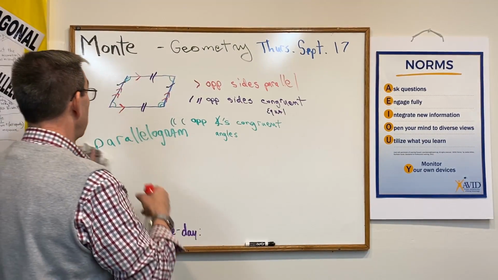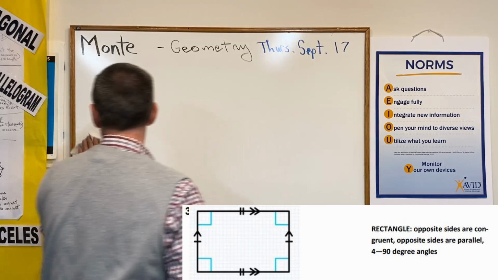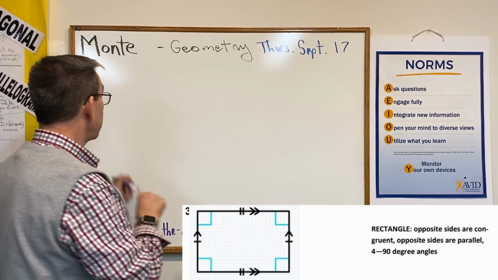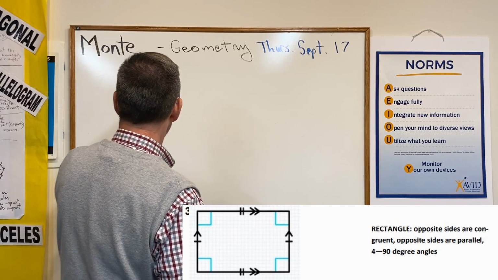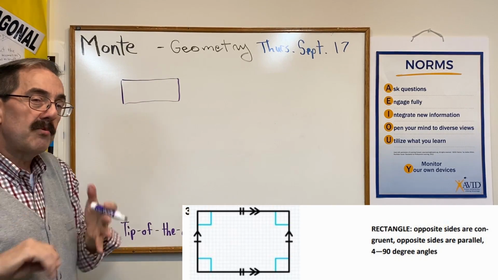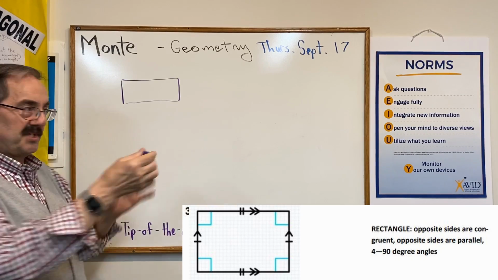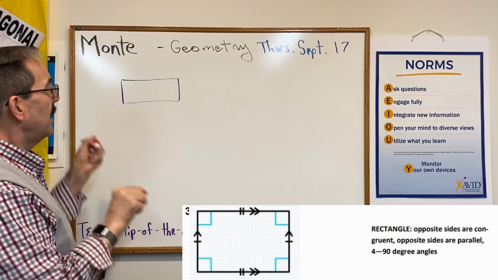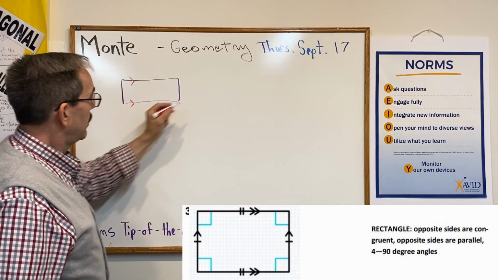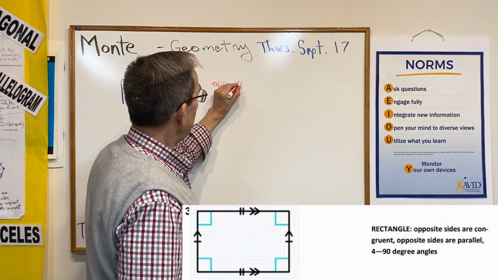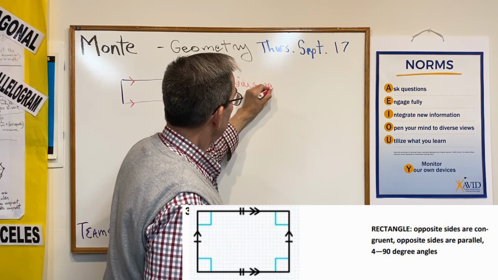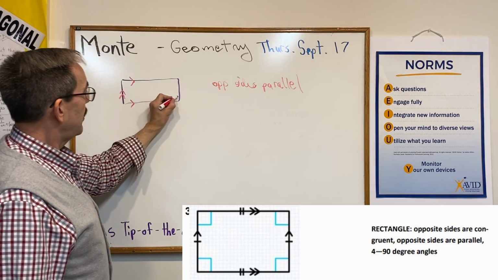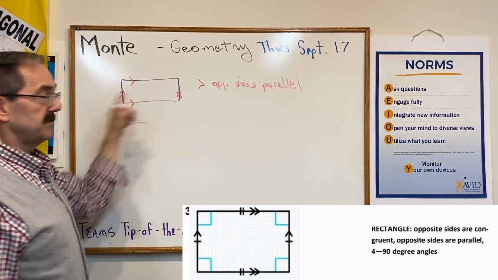Here we go. Now we want to do a rectangle. We don't want to forget the mighty rectangle. So we got a rectangle. What makes a rectangle a rectangle? It's a square but a little longer. So here we go. Let's put our hash marks in. Has to be parallel. So opposite sides parallel. Opposite sides parallel. So that happens twice.